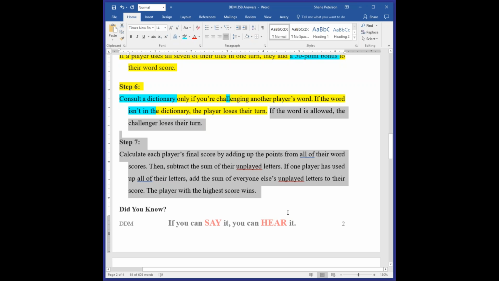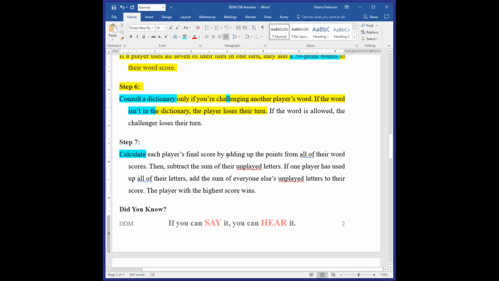If the word is allowed, the challenger loses their turn. Step 7. Calculate each player's final score by adding up the points from all their word scores. Then subtract the sum of their unplayed letters. If one player has used up all of the letters, add the sum of everyone else's unplayed letters to their score. The player with the highest score wins.